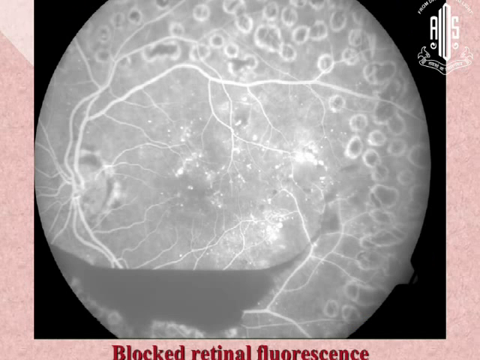So we have to be careful whether the blocked fluorescence is due to a massive hemorrhage like this, or could be a small subhyaloid hemorrhage at the macula, and you might think that it is ischemic maculopathy, and it is not. So it is blocked fluorescence from subhyaloid hemorrhage.